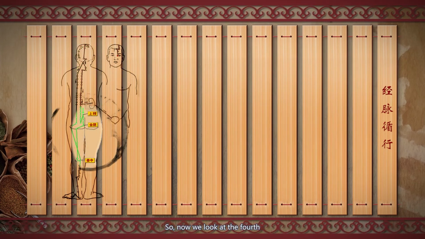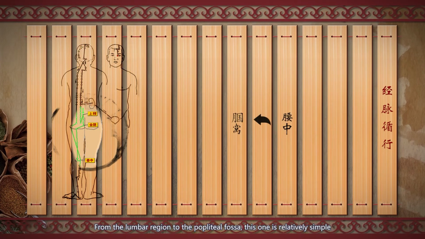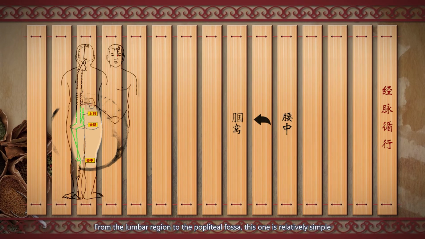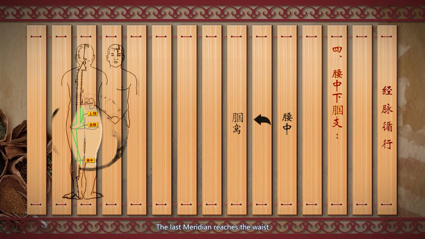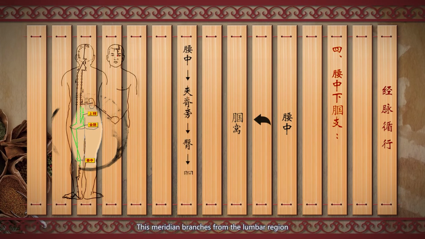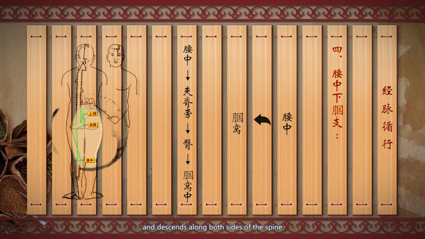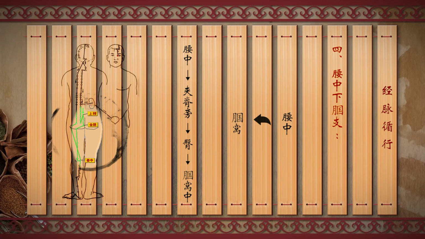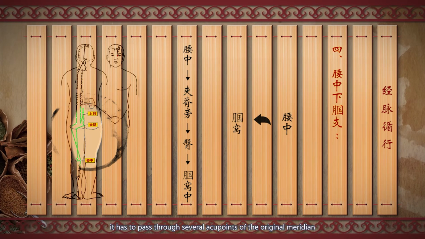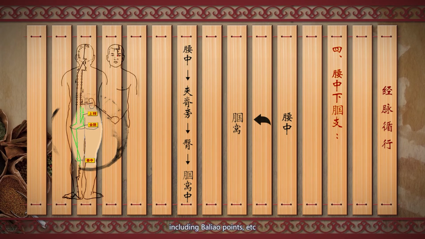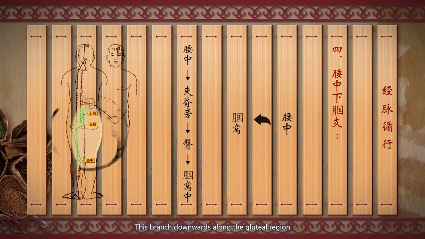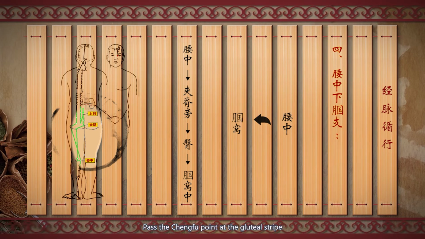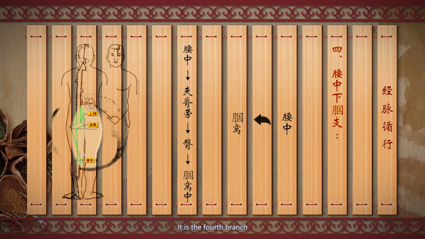So now we look at the fourth, from the lumbar region to the popliteal fossa. This one is relatively simple. We name it the branch of the waist to popliteal. This meridian branches from the lumbar region and descends along both sides of the spine along the vertebral muscle. It passes through several acupoints of the original meridian. The branch goes downwards along the gluteal region, past the Chengfu point at the gluteal fold. Finally, it reaches the Weizhong point in the middle of the popliteal fossa. It is the fourth branch.